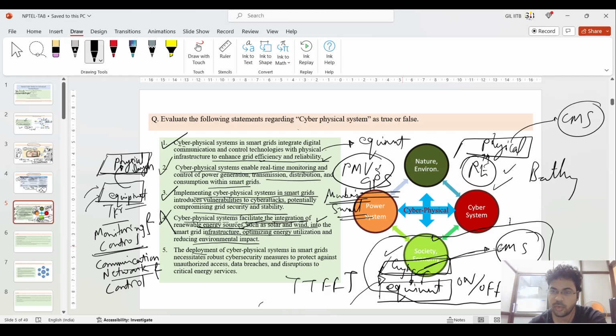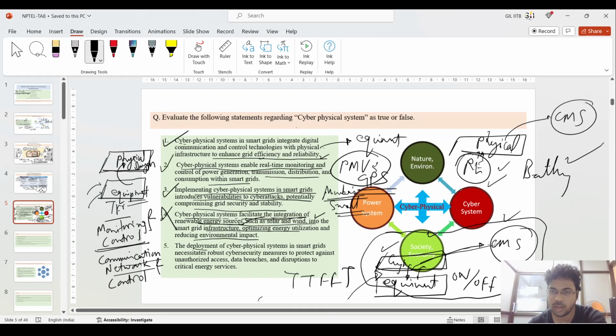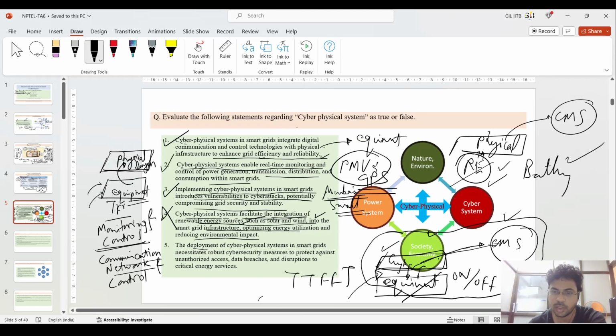Okay. But in the second network, both networks are fine. What common features are there? Physical system, one CMS. But there is a possibility that renewable can be there, renewable cannot be there, but the physical system must be there.